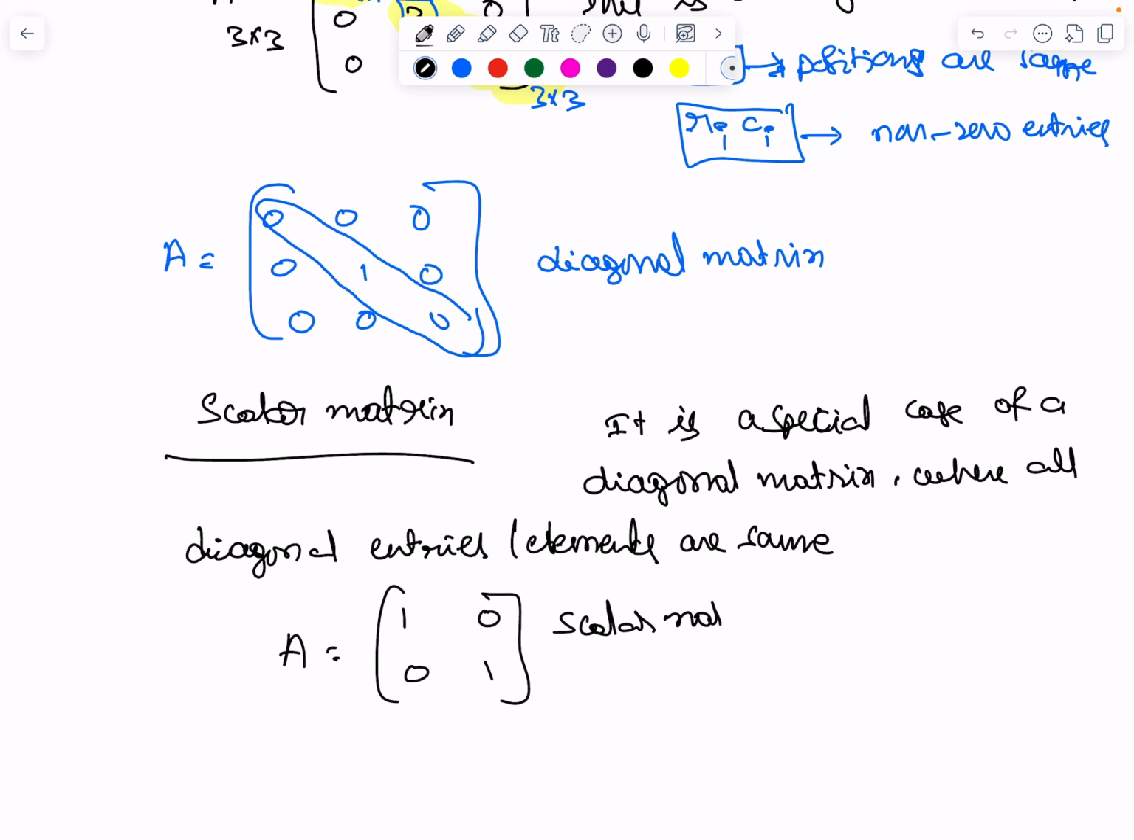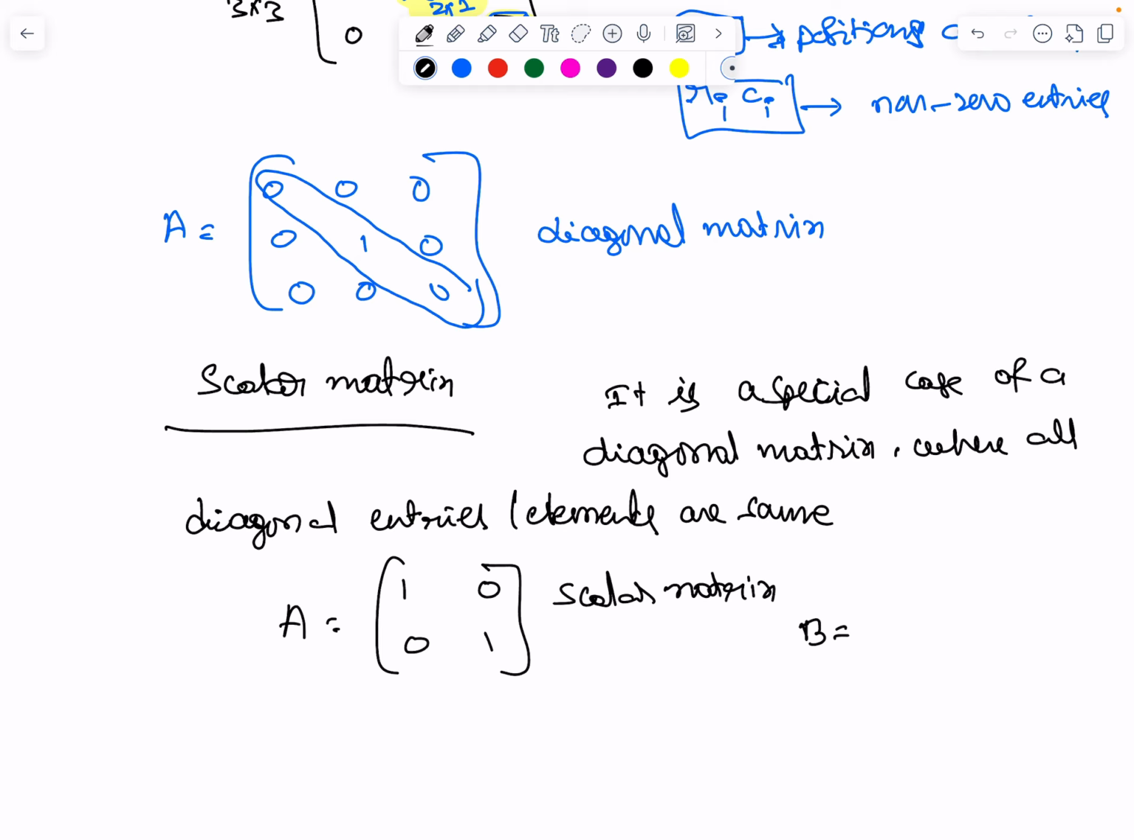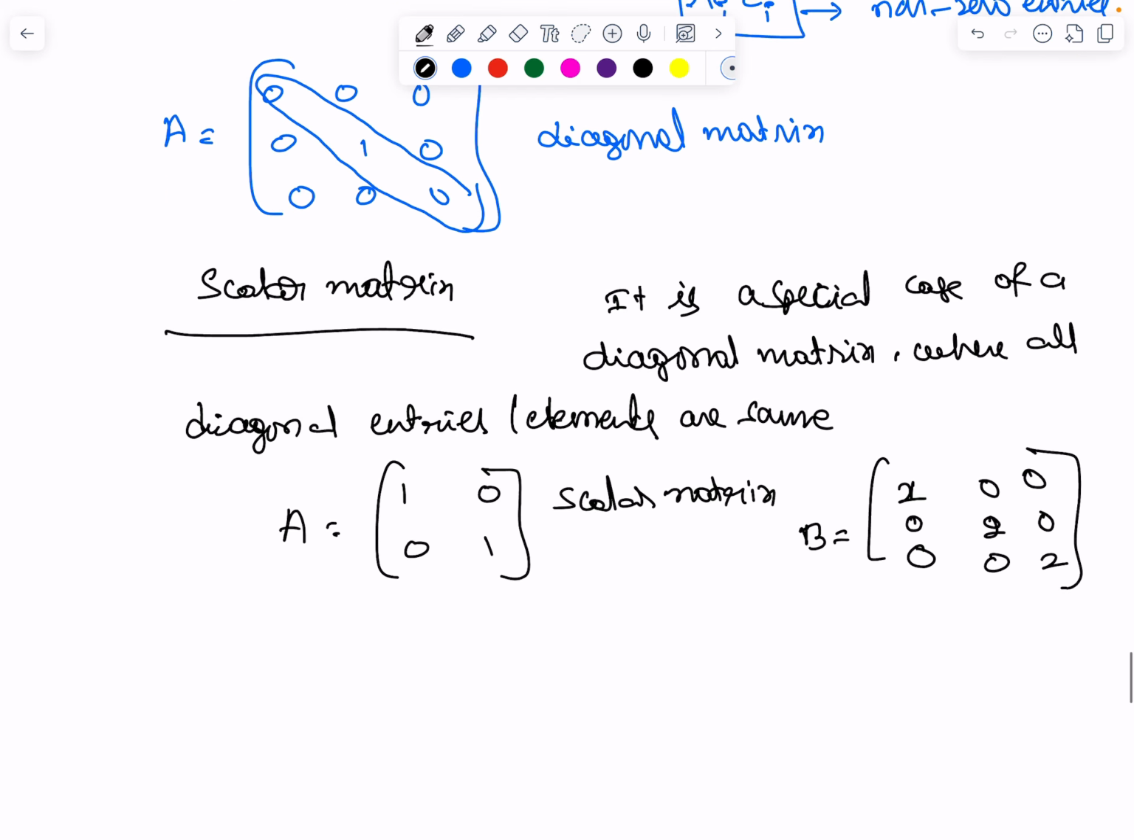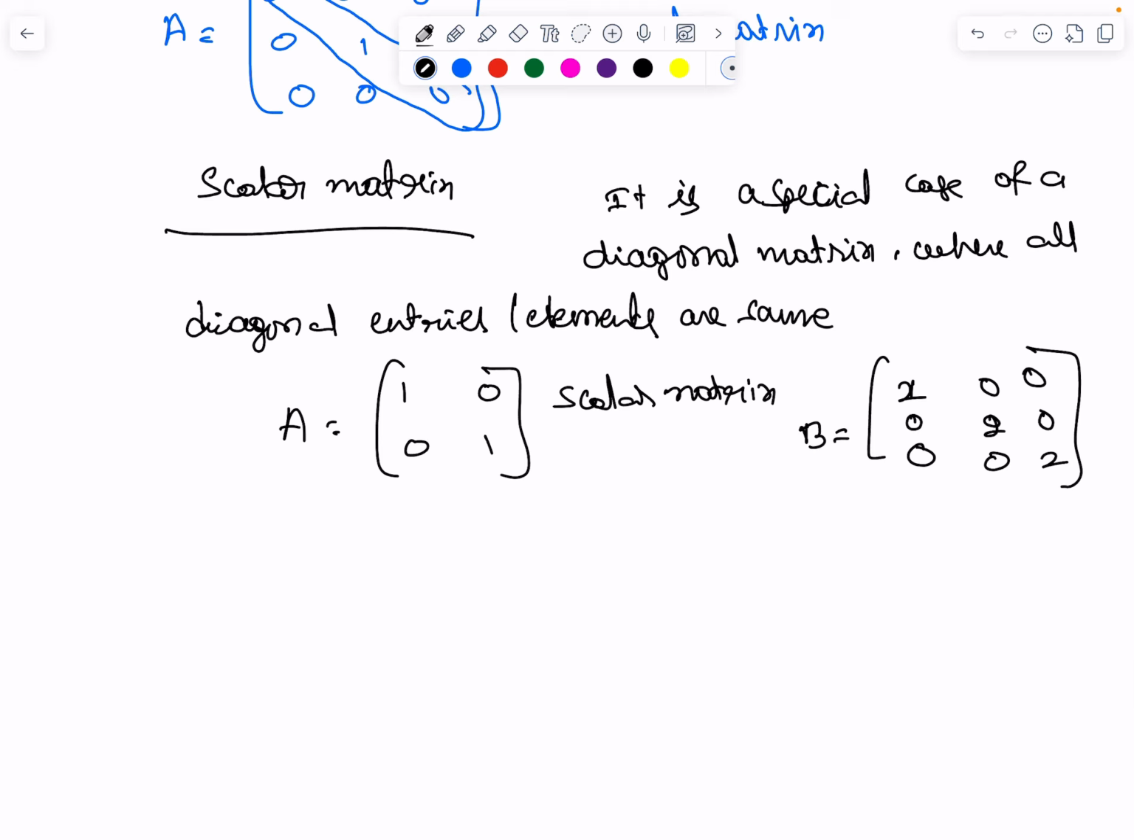Of course, we have a different name for this. We will refer to that later. And B equal to 2, 0, 0, 0, 2, 0, 0, 0, 2. This is also a scalar matrix. Now we are moving to the other one. The other definition is called the identity matrix.